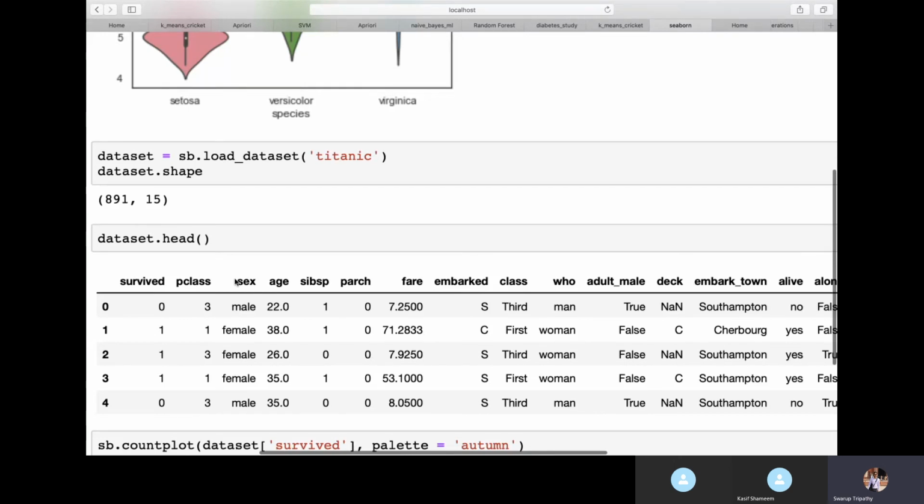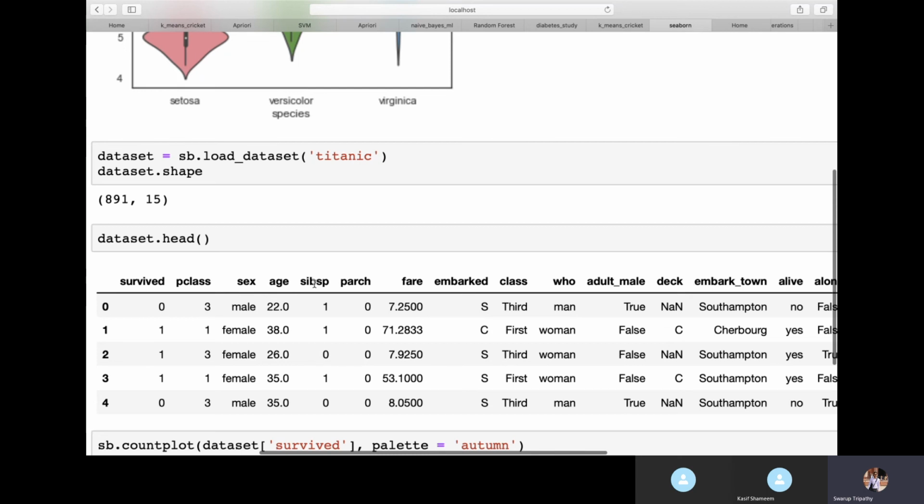Next is sex. Sex is nothing but gender. It just tells you if that person is male or female. That is your sex column. Then we have age. It tells you the age of that individual. Then we have one more column, SibSp. SibSp tells you if that particular person had any sibling or spouse, meaning if they went with their sibling or spouse.